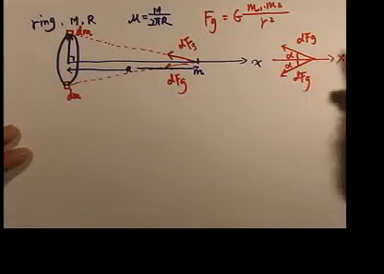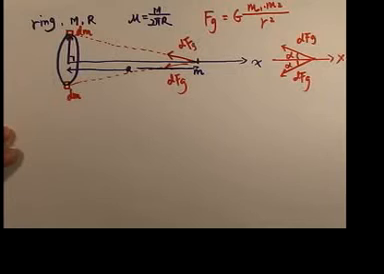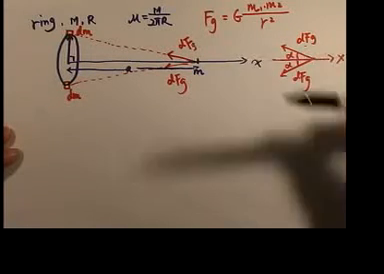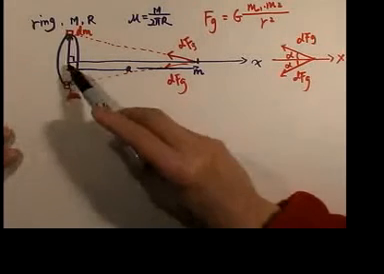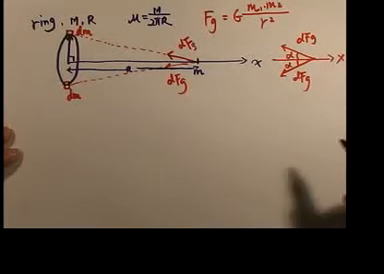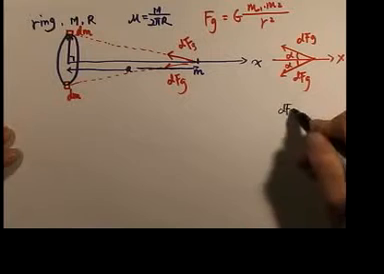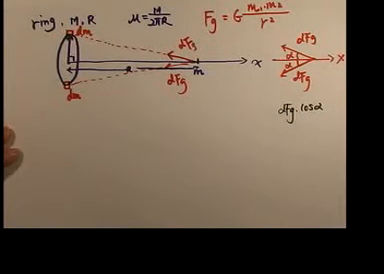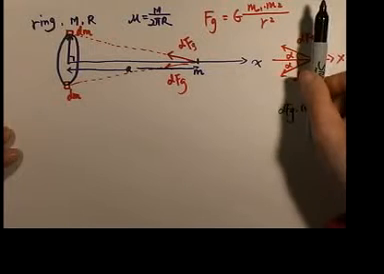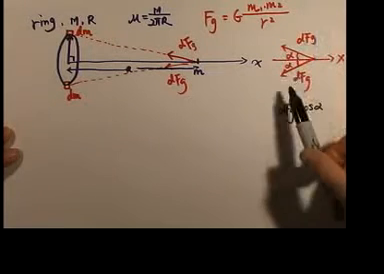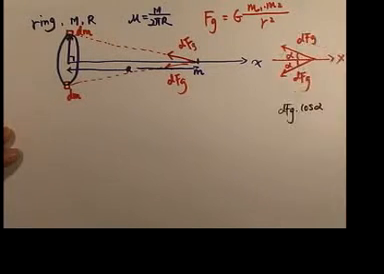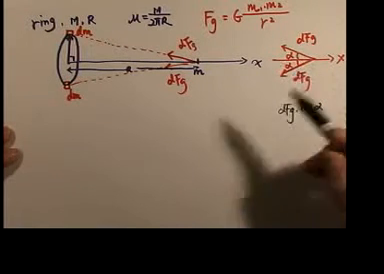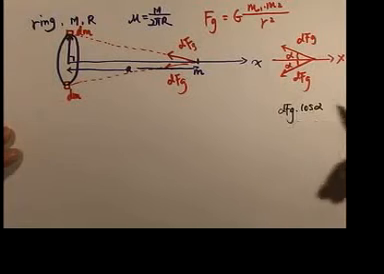The net force of these two will be in the direction of the x-axis, pointing to the center of the ring. So actually it is the dFg cosine alpha that survives. The dFg sine alpha component cancels with the other dFg sine alpha. So the resultant of these two is twice the dFg cosine alpha.